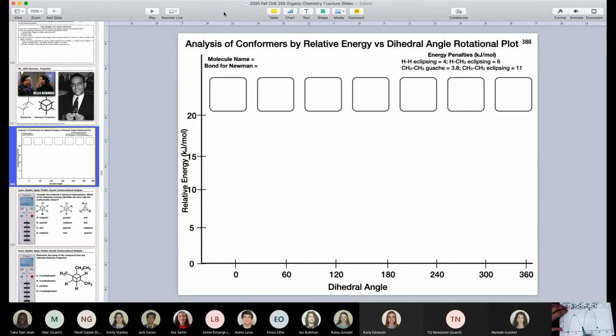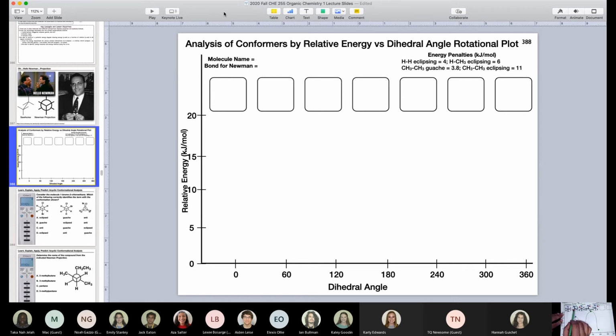So notice this doesn't dip all the way to 0 as you go through the rotations. So again, how do you interpret this? You're comparing these conformers and their relative energies to each other. So when the methyl groups are anti, that's the lowest energy conformer, and we assign that to 0.